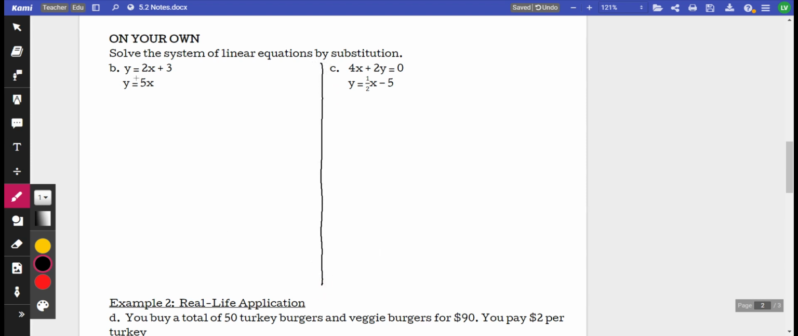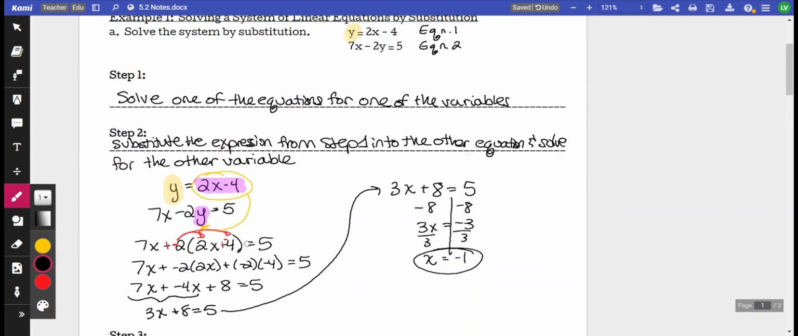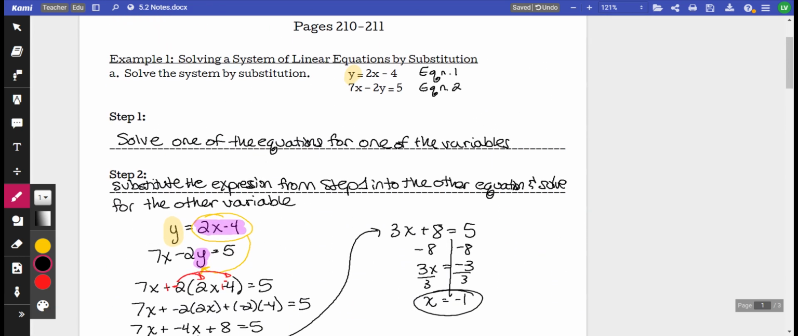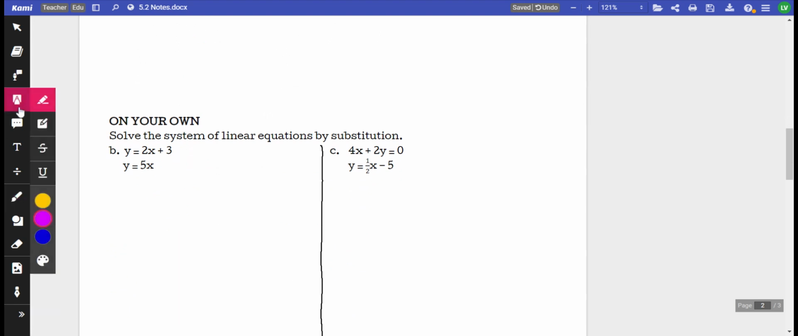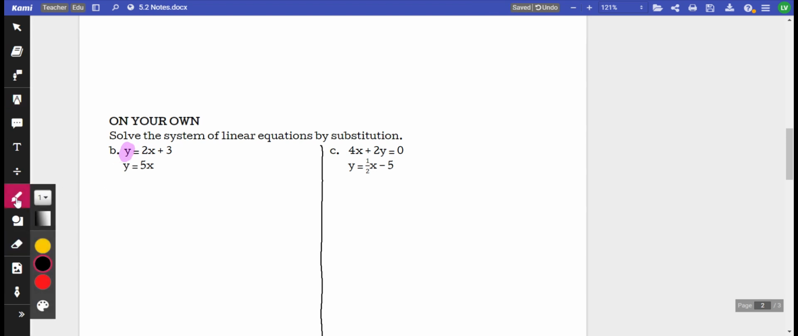Alright, so for letter B, y equals 2x plus 3, y equals 5x. Well, I'll go back and refer to my first step. Solve one of the equations for one of the variables. That means I need to either have my x or my y by itself. I'll notice right away that the second equation has y by itself. So you just pick one of them to focus on. So I'm going to focus on the first one. So y equals 2x plus 3.